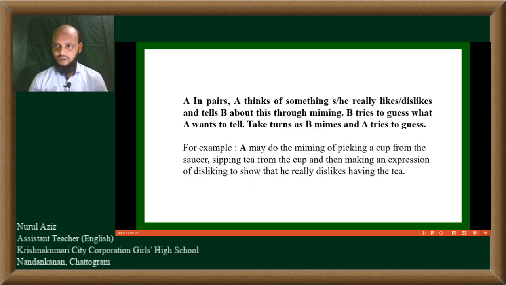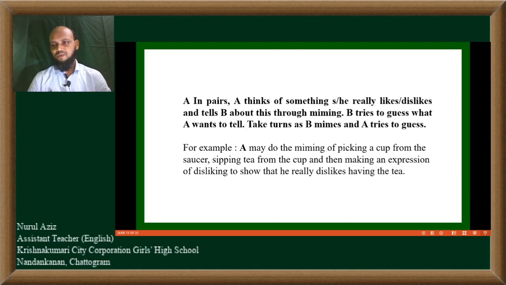So we have finished learning the vocabularies related to our today's lesson. And in section A, you see there is an activity for you, and you can do it yourself at home, but I'm describing this activity for you. You see in the picture, in the text, in pairs, suppose A is a person, he or she thinks of something he or she likes or dislikes, and tells B, another person, about this through miming. You know miming? Miming is something to make someone understand something through a physical gesture or posture.